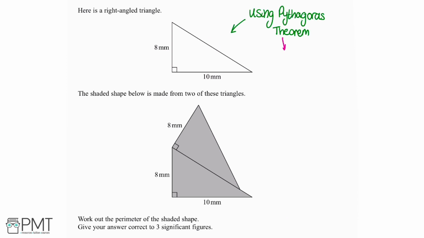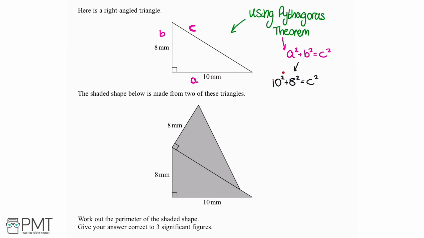So Pythagoras' theorem says that a squared plus b squared equals c squared, where c is always the hypotenuse, so that's going to be this side here. And then a and b can be either of the other ones, so I'm going to say this one's a and this one's b. So using this, we're going to have 10 squared, because a is equal to 10, plus 8 squared, because b is equal to 8, equals c squared.